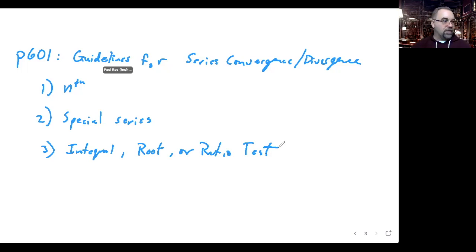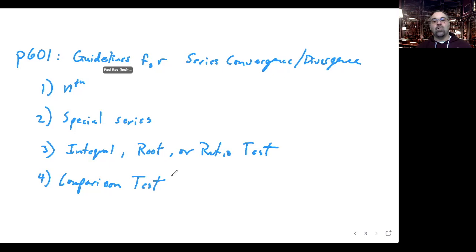Step four, finally, would be try a comparison test. Can it be compared favorably? Is how he words it. So, you know, is it a limit comparison? Is it a direct comparison? Maybe it's not so complicated that you have to go to one of those other ones. Maybe it's as simple as comparing it to 1/n or 1/n² or something like that.